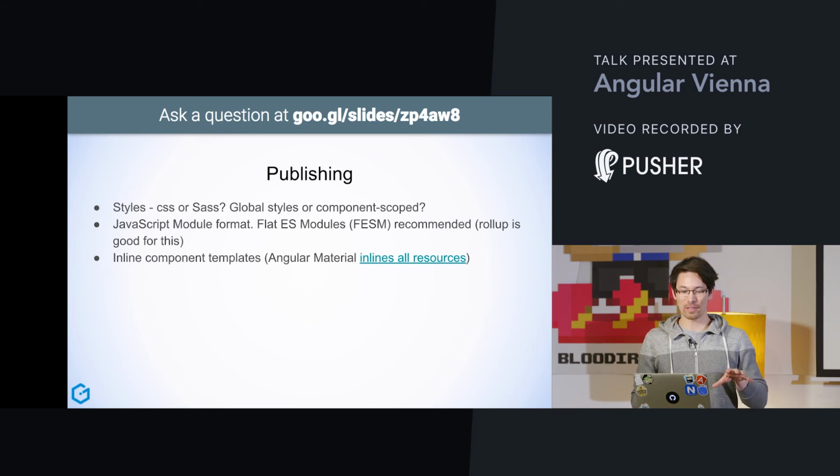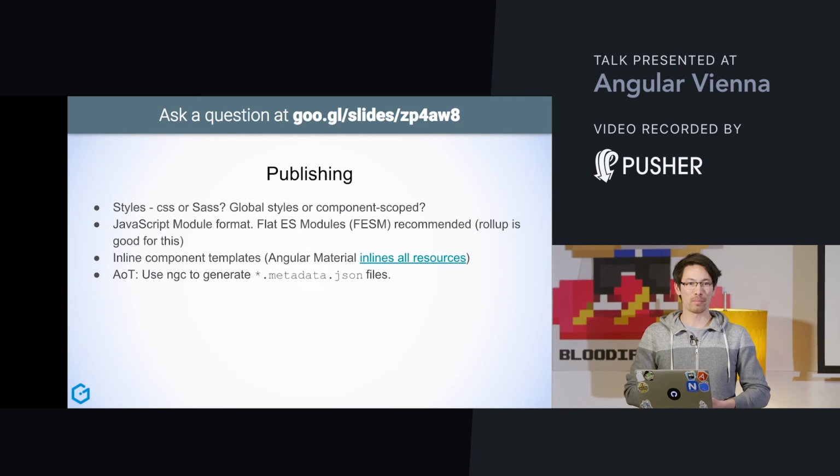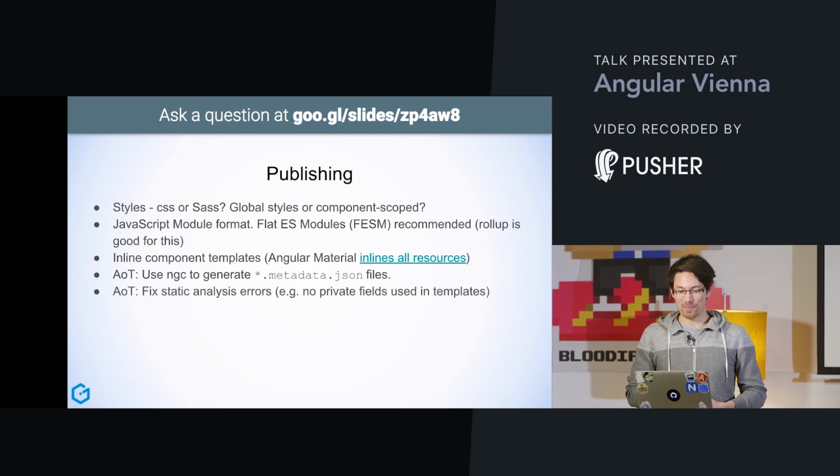Angular Material have a custom script which will just replace the template URL with the actual text. And of course, if you want to support ahead of time compilation, things get a whole lot more complicated, and you do need to support this. Has anyone got experience building a library that supports ahead of time compilation? Yeah, it's difficult, isn't it? It's difficult. There's a couple of main things you need to think about.